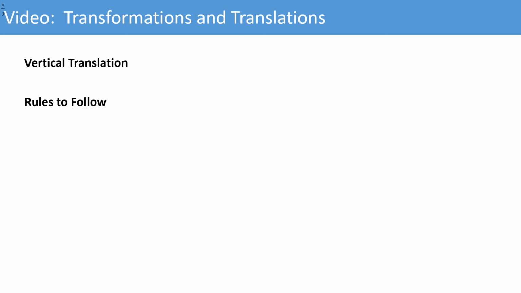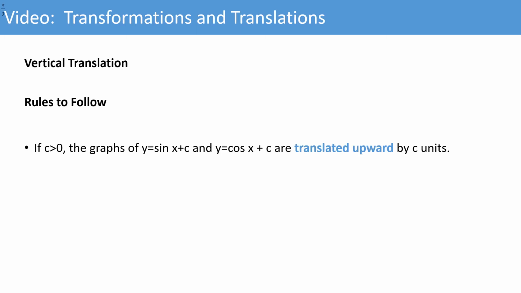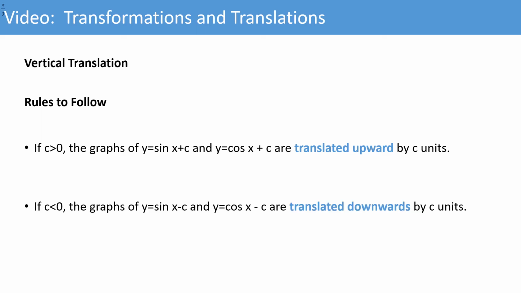Now, the rules to follow. If c is greater than 0, the graphs of sine x plus c or cos x plus c are translated upward by c units. But if c is less than 0, the graphs of y equals sine x minus c or cos x minus c are translated downwards by c units.